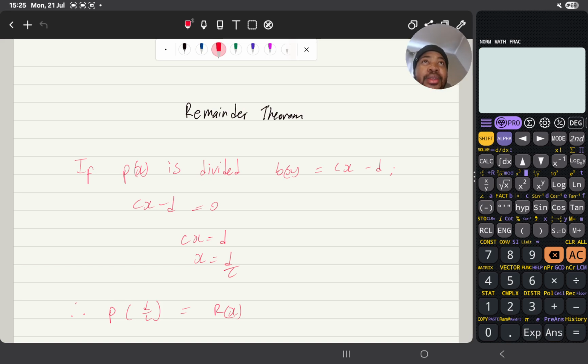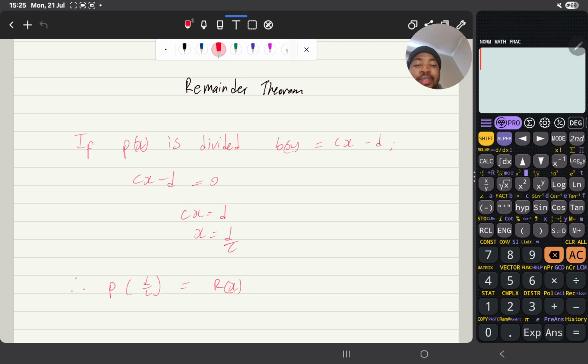The remainder theorem says, say you have a polynomial p, and you divide that polynomial p by b of x. If we take b of x and solve for x, you will do exactly this: c of x minus d equals 0. But this is easy stuff, until we get here.